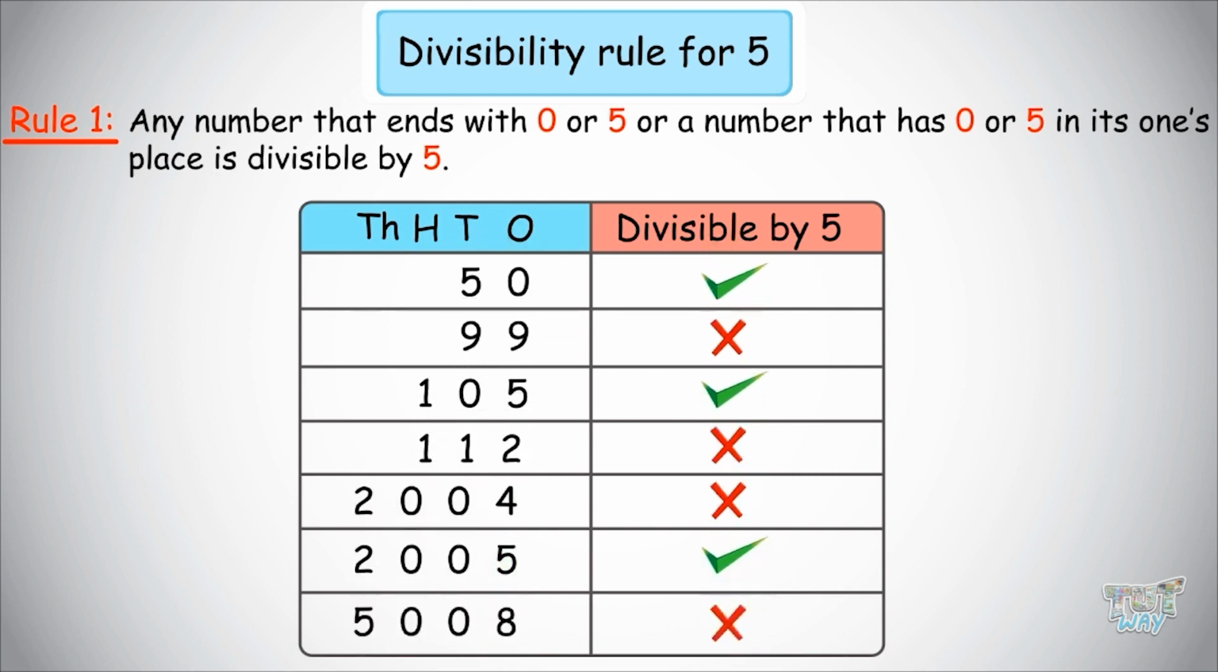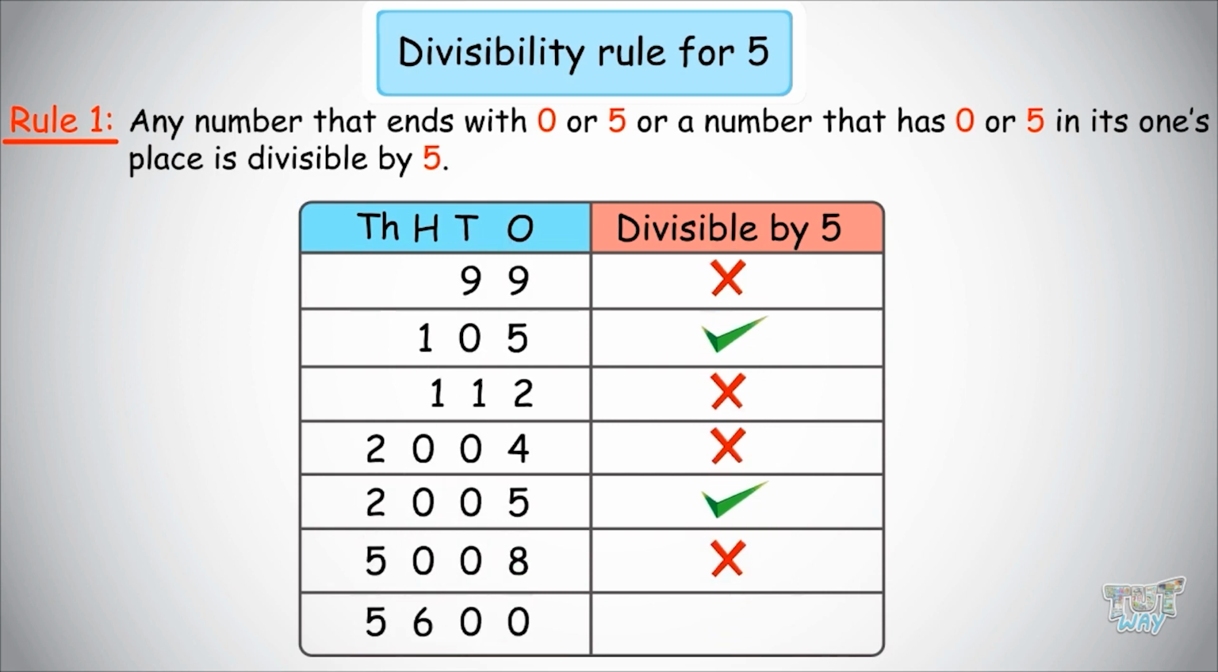5008, no, because the ones place digit is not 0 or 5. 5600, yes, because the ones place digit is 0. Therefore, it is very simple to find whether or not a number is divisible by 5. You just have to check if the ones place digit is 0 or 5. Now let's move on to the next number.